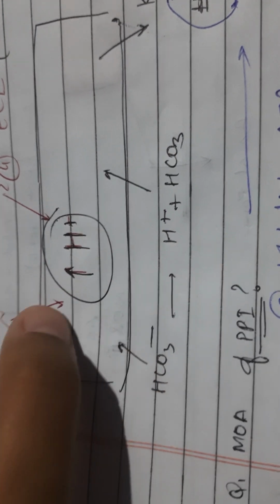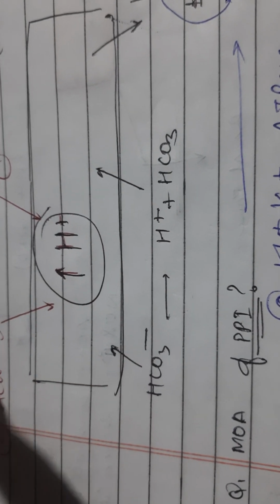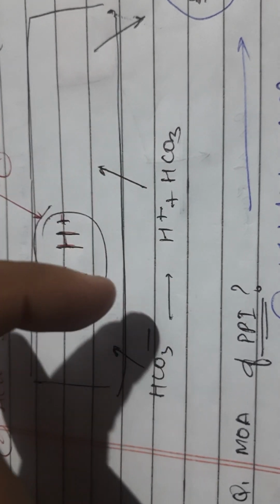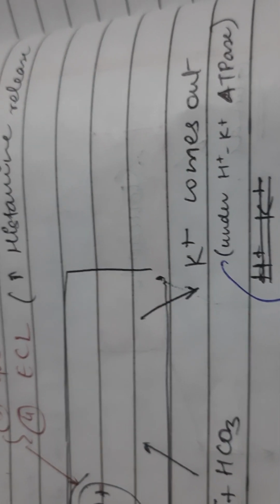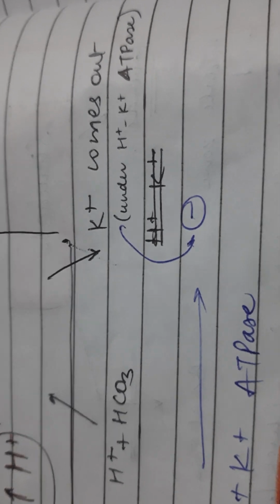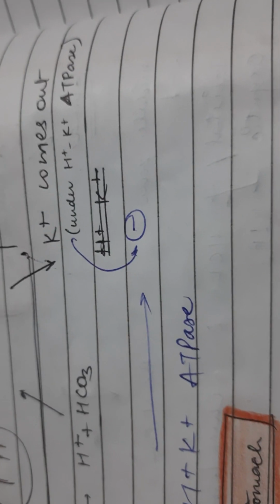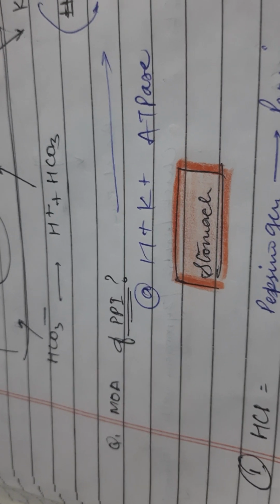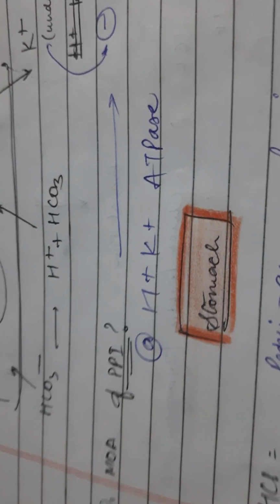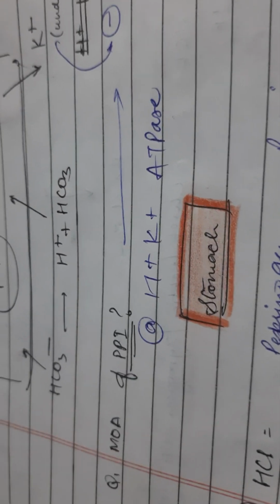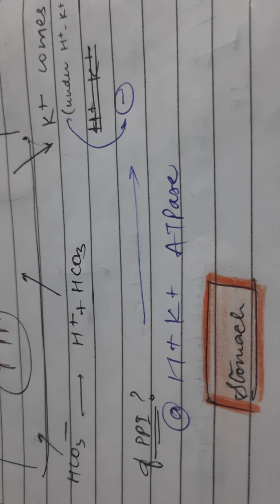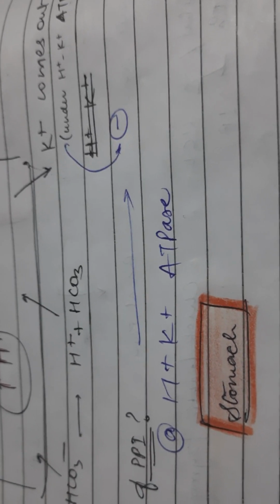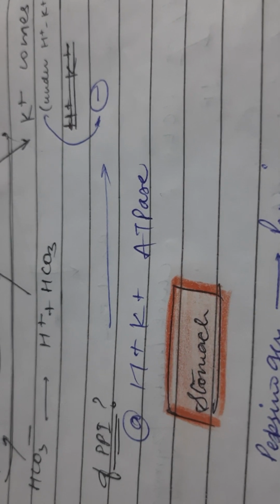Bicarbonate ions go inside to neutralize it. Bicarbonate ions get mixed with H plus, and potassium comes in while H plus goes out, via the H plus K plus ATPase. Then the mechanism of action of PPI, proton pump inhibitor: it acts at the H plus K plus ATPase. Here the proton pump inhibitor acts.